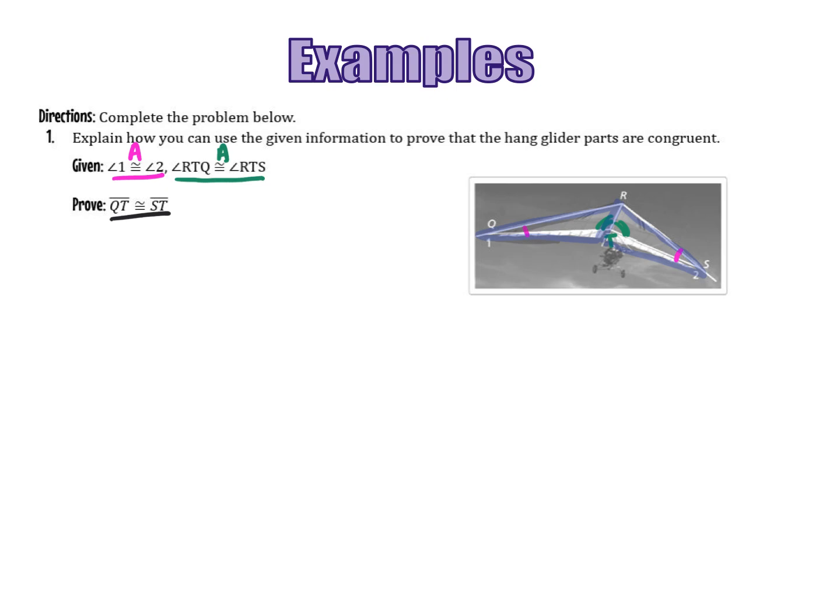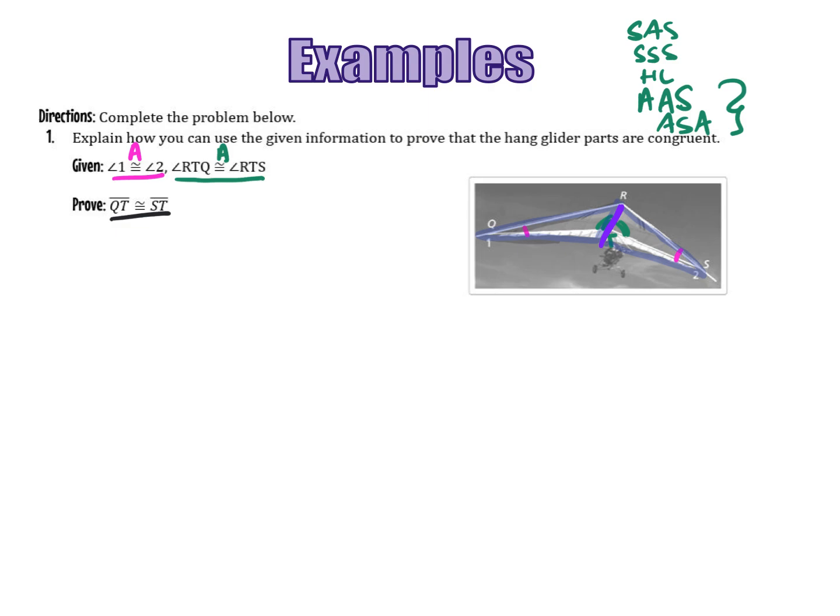So if I'm thinking through my theorems for congruency, side-angle-side, side-side-side, hypotenuse-leg, angle-angle-side, or angle-side-angle, I'm probably going to be using one of these two theorems to prove triangle congruence. In order to do that, I need a side length, and it looks like the side length I'm likely going to use is the one that both of these triangles share, and that's the side length RT.